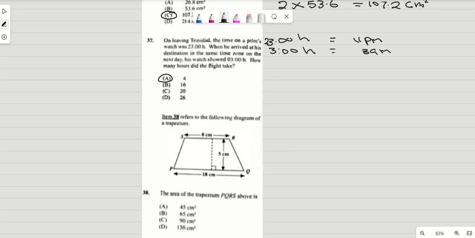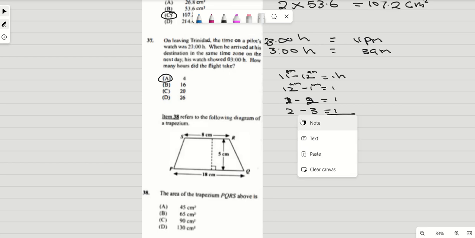So you say 11 to 12 is 1 hour, then 12 to 1 is 1 hour. This is p.m. and then this is a.m. Then 1 to 2 is our next hour, then 2 to 3 is our next hour. When we add this all up, you get 1, 2, 3, 4. It takes 4 hours, right?